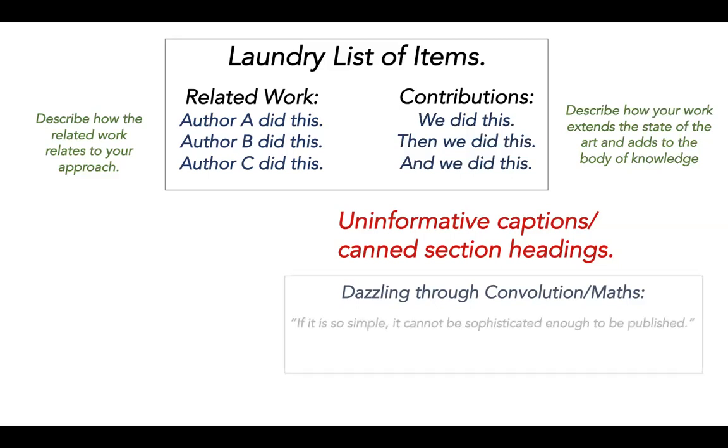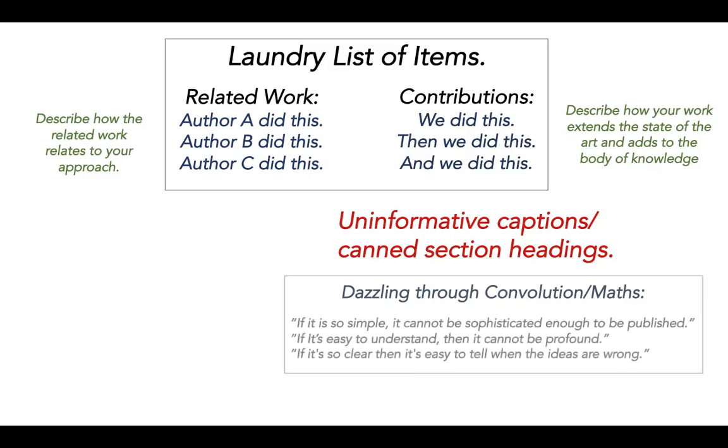Examples of this are actual things that people have said and experienced. So some people might say that if it is so simple, it cannot be sophisticated enough to be published, but your job as a writer is to make things clear. But this is somewhat at odds with the need to have novelty and sophistication. So many times people, just to look more sophisticated, add complex acronyms and complex mathematics, just so that it does appear complex.